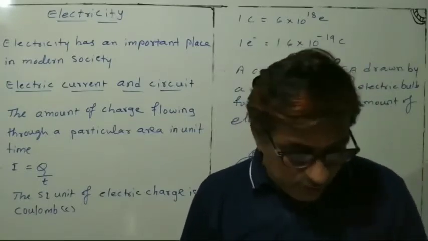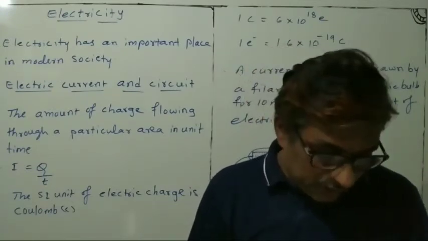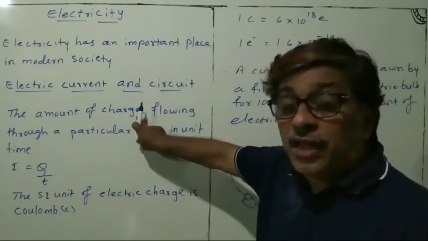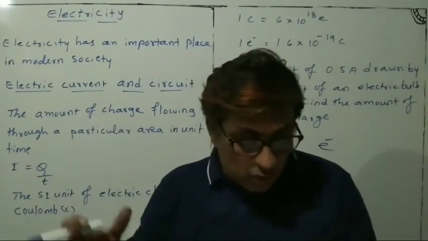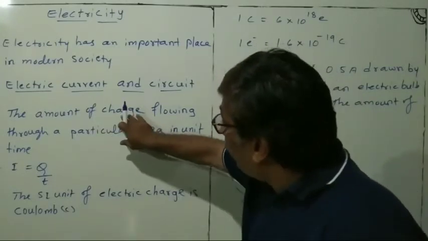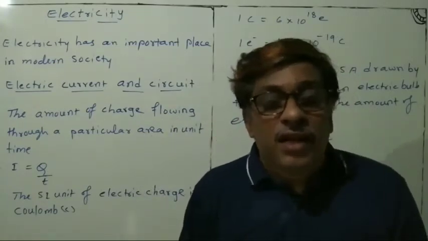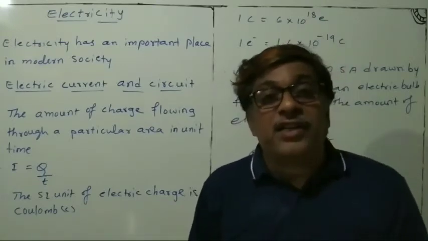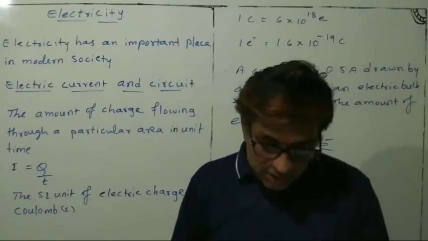Now, next one. How do we express the electric current? What is the definition of electric current? Electric current is expressed by the amount of charge flowing through a particular area in unit time. So that is called electric current. Or you can say it is the rate of flow of electric charges.